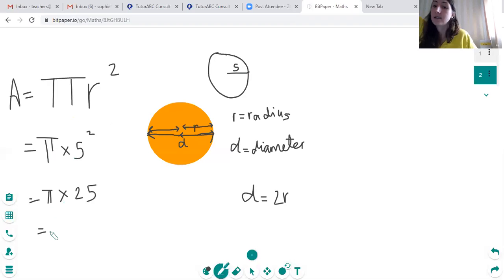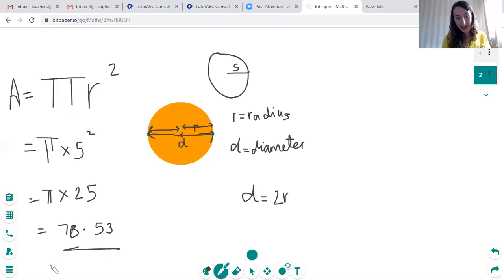Or if it's in a calculator test, you will get out your calculator and you will press the pi button. So for anybody who doesn't know where their pi button is, if you press shift and then it's the one under the times 10 key that looks like that. So it's that pi sign. So then if you do pi times 25, you will get 78.53. And that is then your answer, okay?